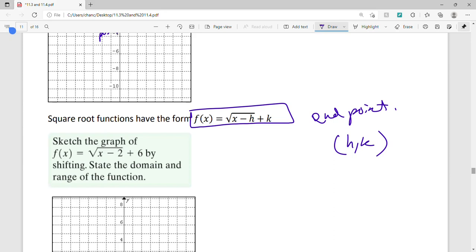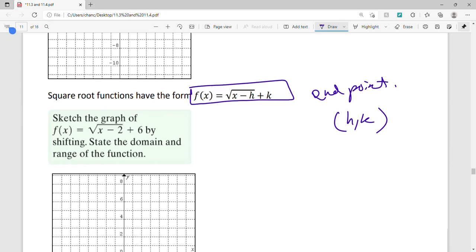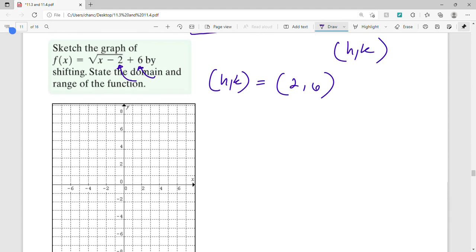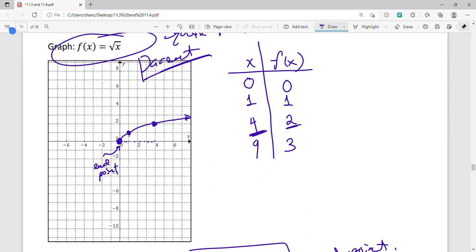Try to graph some square root functions now. Always start with your hk. Where is that endpoint? We have h is a positive 2 and k is a positive 6. So we'll start with the endpoint. 2, 6. And if you remember the shape of the original parent graph, it's right 1 up 1, right 4 up 2.